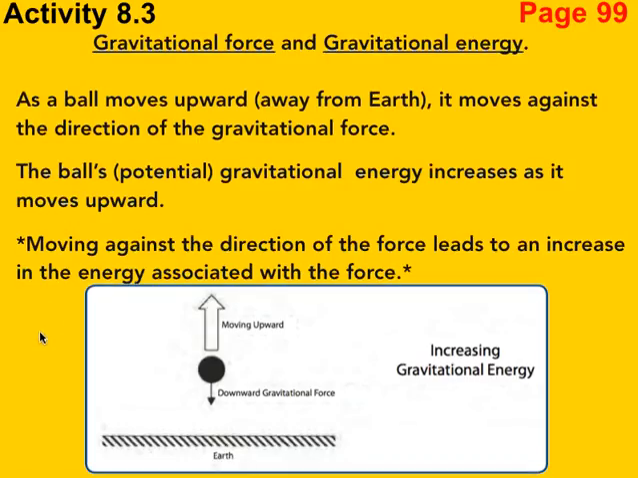Now let's look at this. And this will all be coming back around to the magnetic cannon towards the end of this video. So, gravitational forces and gravitational energy. As the ball moves upward away from the Earth, it moves against the direction of gravitational force. So the ball's potential energy increases as it moves up. If you took that ball and you moved it higher and higher, it's gaining more and more potential energy.